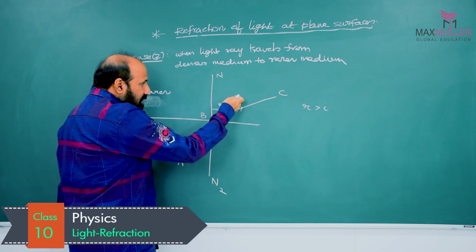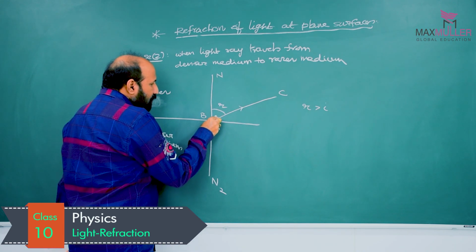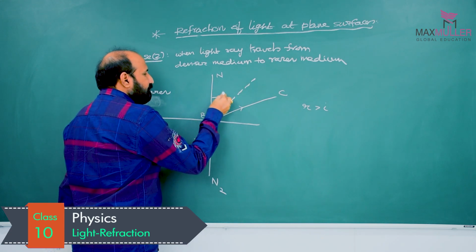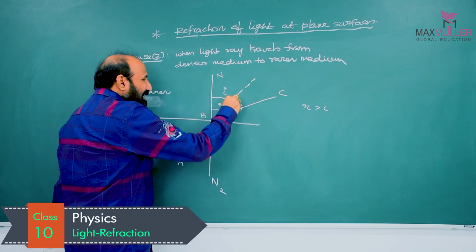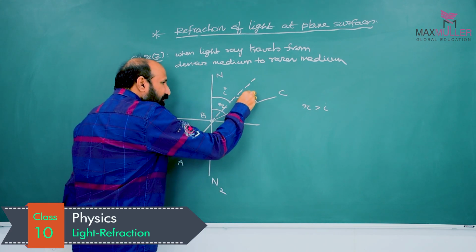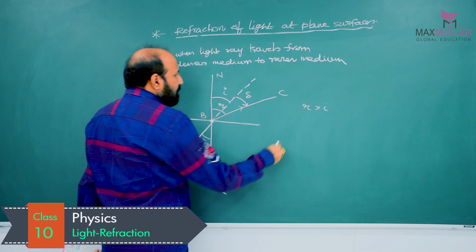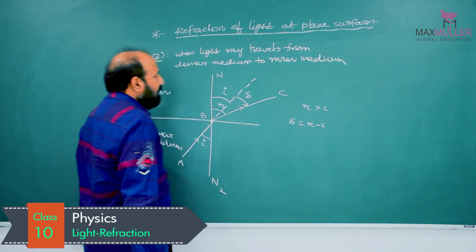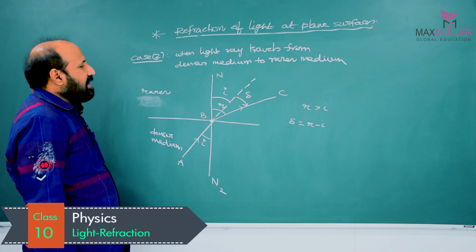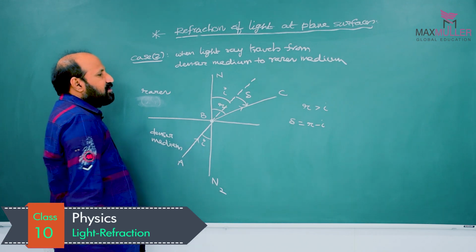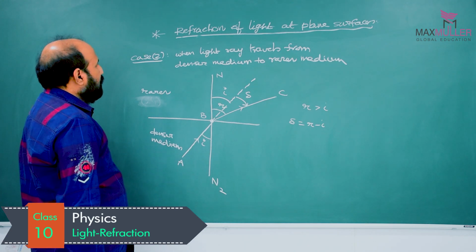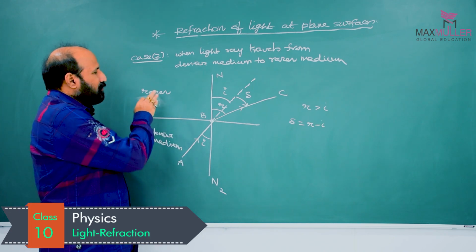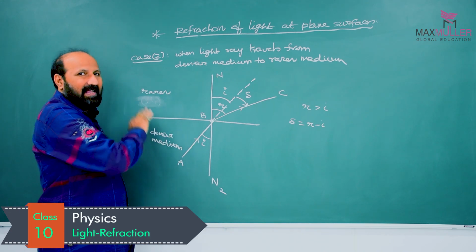Now, in the absence of this medium, the ray would have been traveling in this direction. This is I. Therefore, this is called deviation. So, deviation produced in this case is equal to R minus I. In the previous case, the deviation is I minus R. In this case, the deviation is R minus I. So, these two are the important conditions regarding light travels from rarer to denser and from denser to rarer.